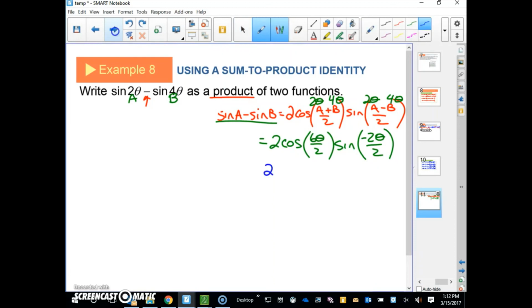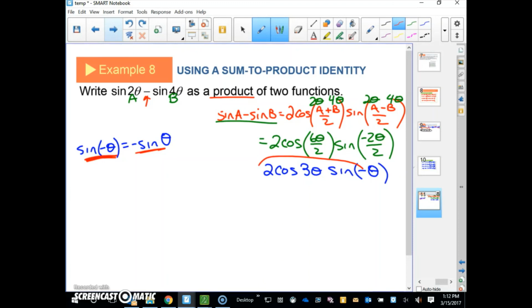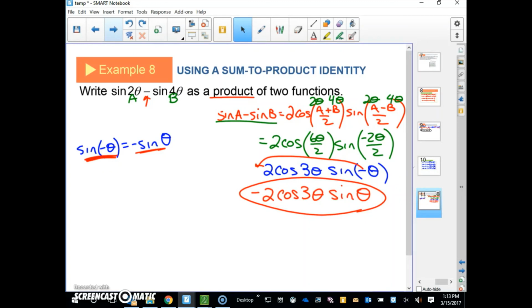We can clean that up a bit. We have 2 cosine 3 theta times sine of negative theta. Now it's a little bit weird to have that negative angle in there. And so remember one of the negative angle identities, or the fact that sine is odd. Remember what that allows me to do with that negative. It allows me to pull that negative out. Since sine of negative theta is equal to negative sine theta, I'm allowed to take this negative and just pull it away. And so what I would say is negative 2 cosine 3 theta times sine theta. And what we've done is we've just written a difference as a product. So we went from a sum to a product.